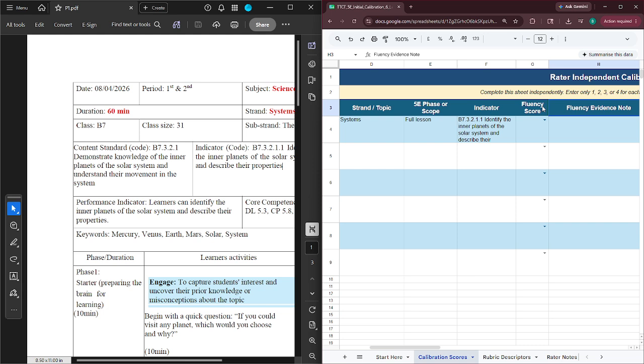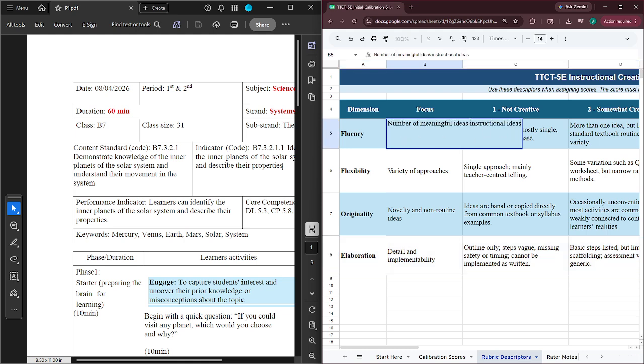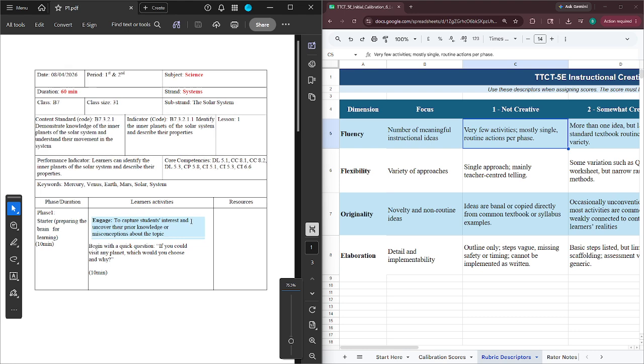The first indicator here, or dimension, is fluency. So fluency, I have to go to the rubric descriptor to check what it means. Fluency focuses on the number of meaningful instructional ideas, right? The number of meaningful instructional ideas. So we go to the lesson plan, then we check the number of meaningful instructional ideas.